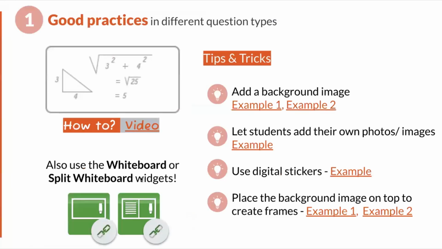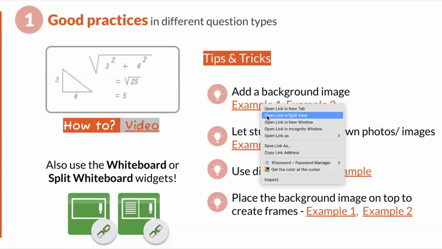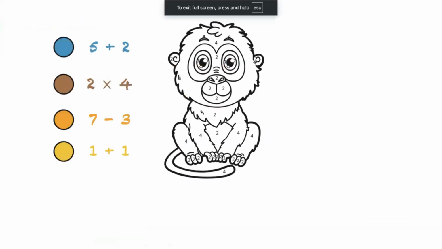With your whiteboard question, don't forget, yes, whiteboards are their own question type, but you can also use the whiteboard or split whiteboard widgets, adding a background image. And the cool thing I love with the whiteboards is you can do a background image like this and make it like a paint by number, where you have students use the tools, pick their colors. 5 plus 2 is 7. Okay, let me go find all the sevens, and fine motor skills, coloring in my image. So kind of a paint by number on top of the canvas.